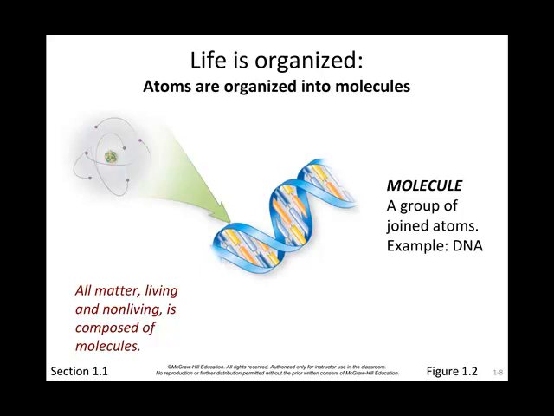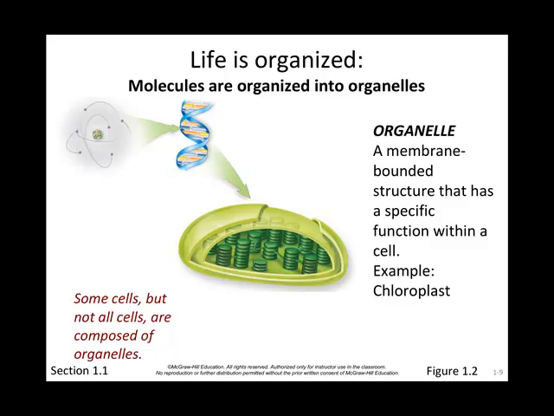Next on the life organization hierarchy is a molecule. Molecules come about when atoms are joined together in various ways. In later chapters, we'll learn about the different bonds that occur between atoms that give rise to molecules. When certain molecules come together in very specific ways, it can become an organelle, a membrane-bound structure that has a specific function within a living cell.